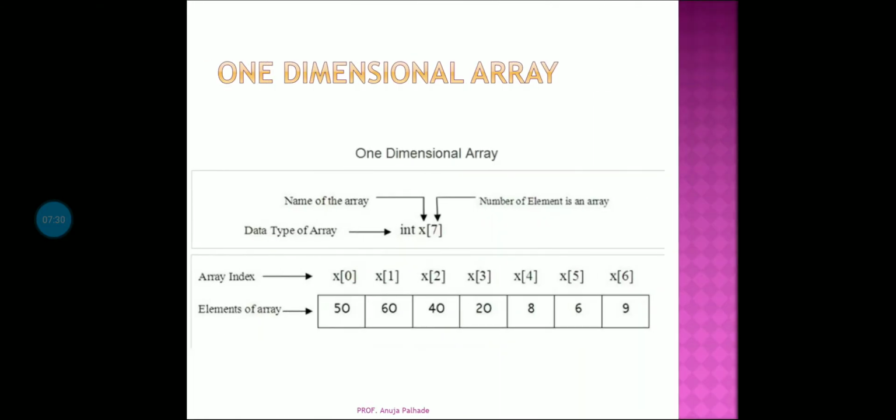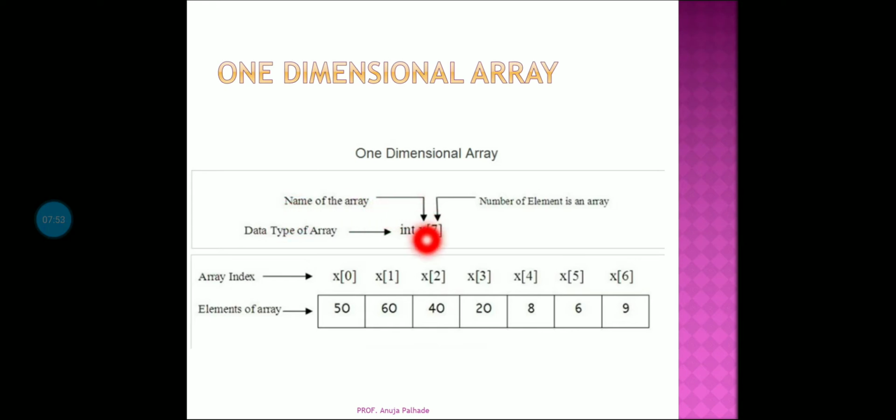Okay, so let's see the 1-dimensional array first. In a 1-dimensional array, how are you going to initialize the array? Like integer, array name is x and size is 7. So the base address is starting from 0 and ending with 6. Okay, so this is how a 1-dimensional array initialization looks.